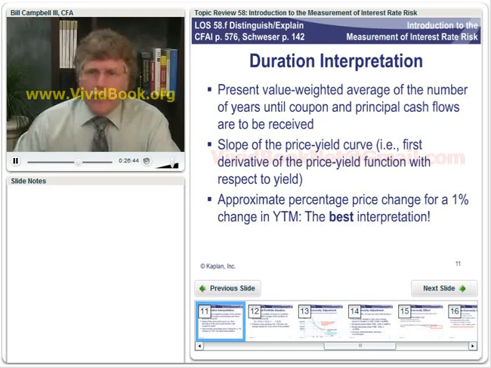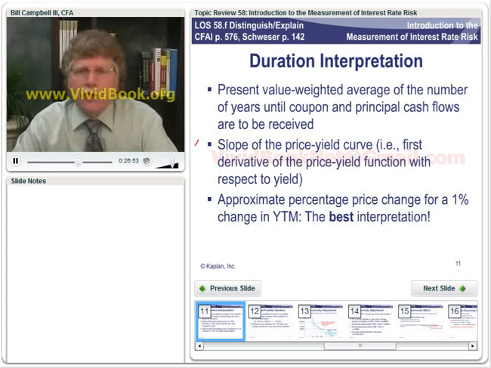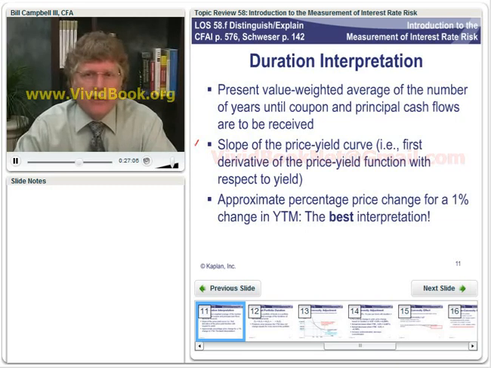The second one, do me a favor, put a check mark by that second one. That second one is interesting because this is exactly what CFA Institute says. It says you could interpret duration as the slope of the price yield curve, and then to make it more complicated, they throw some calculus at you. You guys don't want calculus, but that's what they do. They say it's the first derivative of the price yield function with respect to yield. Well, certainly the slope of the price yield curve is the first derivative of the price yield function with respect to yield. And every one of you who loves calculus will be really happy with that interpretation.